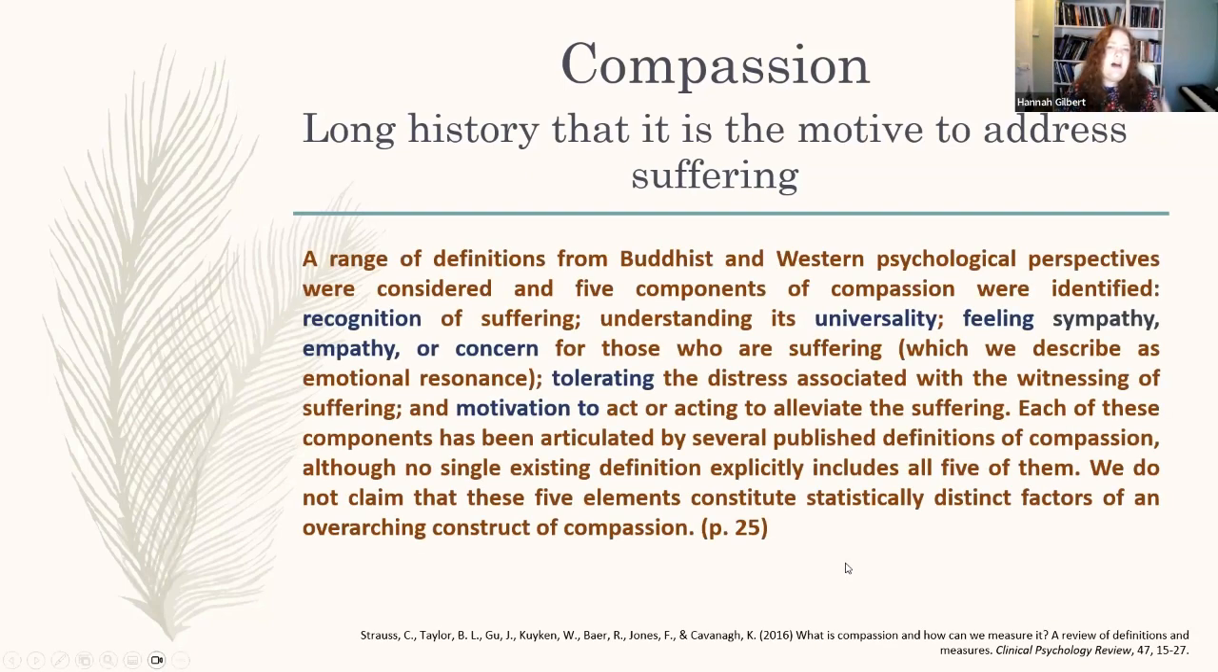A really useful paper from an academic perspective is this recent paper by Strauss et al. That says there are a range of definitions from Buddhist and Western psychological perspectives, and 5 components of compassion were identified. So there's a recognition of suffering, an understanding of its universality. We all suffer, obviously in different ways and to different degrees, but there is this universality of suffering within the human experience. There's also recognition of feeling sympathy, empathy, or concern for those who are suffering, which they describe as emotional resonance, a tolerating of the distress associated with the witnessing of suffering. Understandably, suffering brings up all kinds of different feelings and responses, but the ability to tolerate the distress that it can bring is important. But also a motivation to act, or acting to alleviate that suffering.